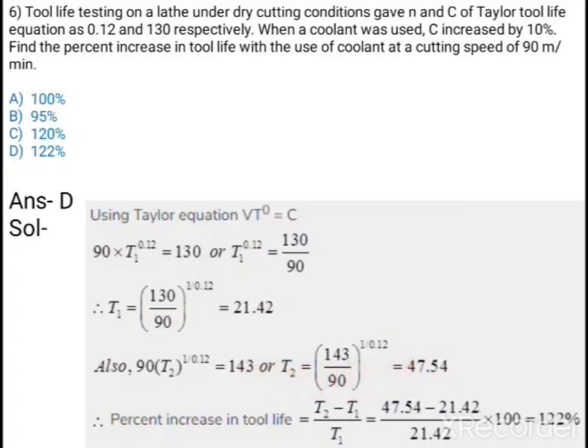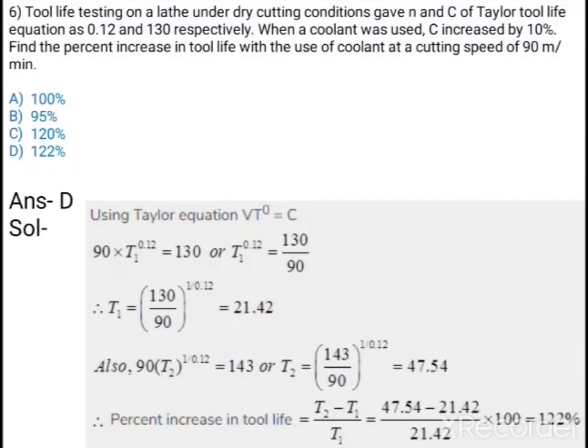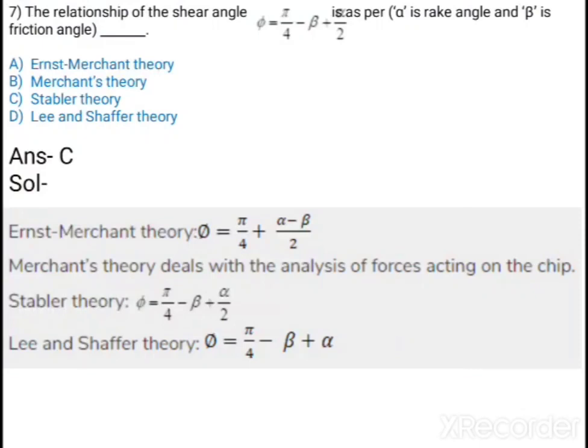From that you will get T2 as 47.54, and then you have to calculate the percentage increase in tool life, that is new tool life minus initial tool life divided by initial tool life. So this is your new tool life 47.54 minus the old tool life 21.42, divided by old tool life, into 100, which gives you 122%. So option D is the right answer. Now the next question. This question is related to Merchant's theory.